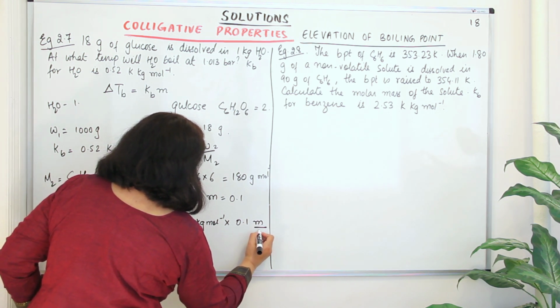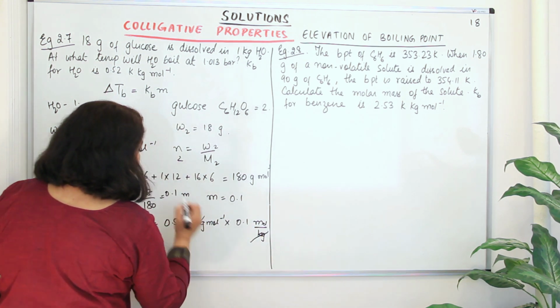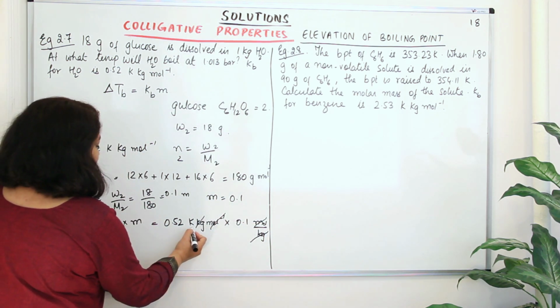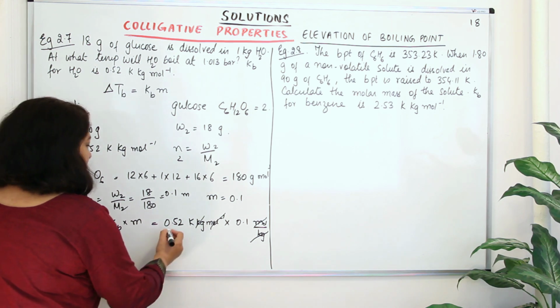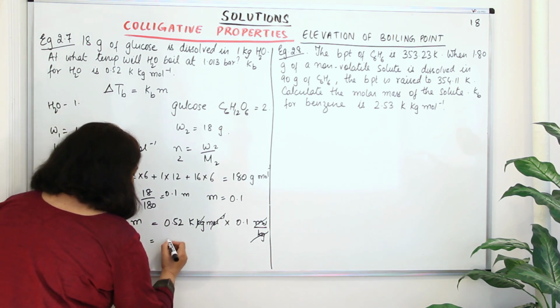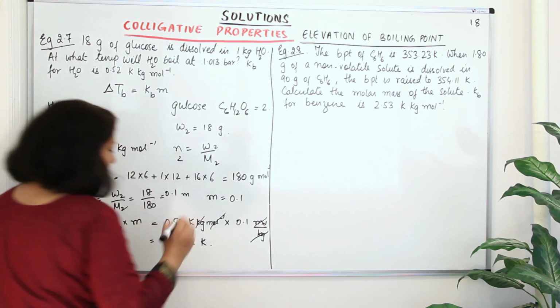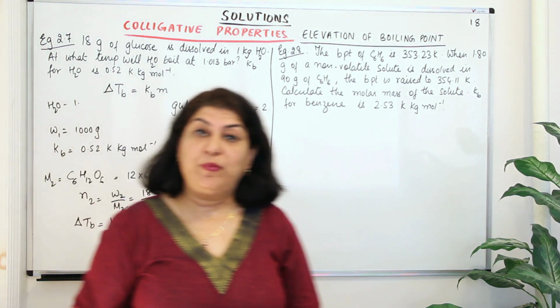Molality, what will be the units of molality? It will be mole per kg. So the kg and kg will get cancelled, mole and mole will get cancelled. You'll have the answer in Kelvin. So 0.52 into 0.1 would be 0.052 Kelvin, which is the elevation in the boiling point.